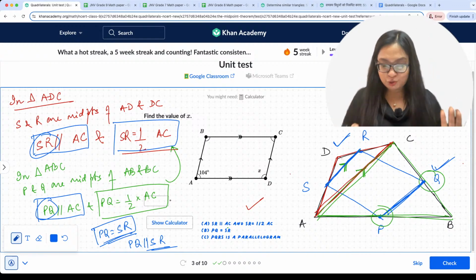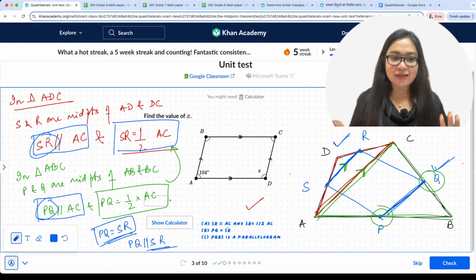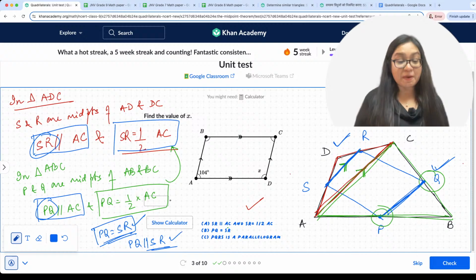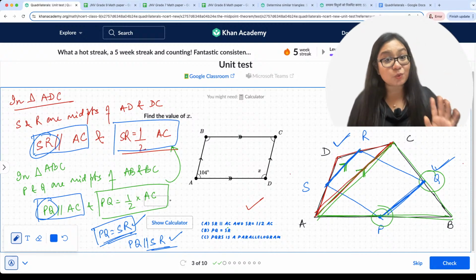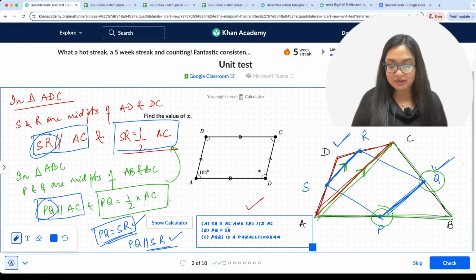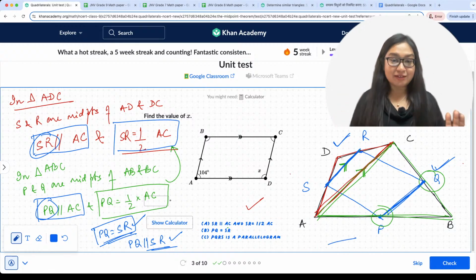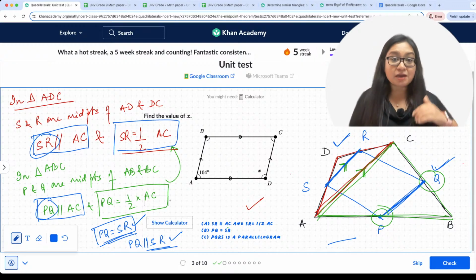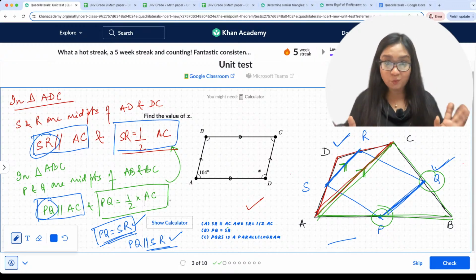Okay? So here we can say that we have proved that PQ is equal to SR and PQ is parallel to SR. That means PQRS is going to be a parallelogram. And that's about it. We have proved the entire thing. Right? So how did we do it? We have ended up using the midpoint theorem and worked with it.